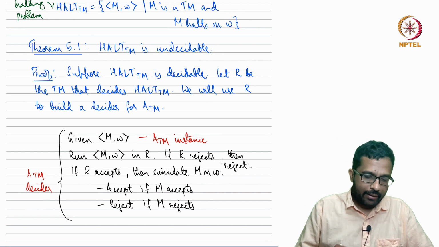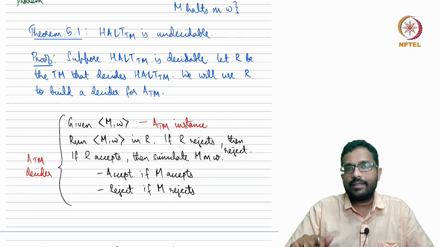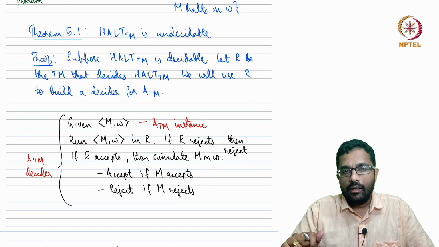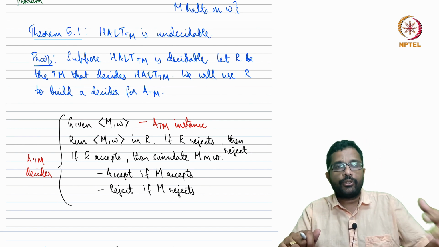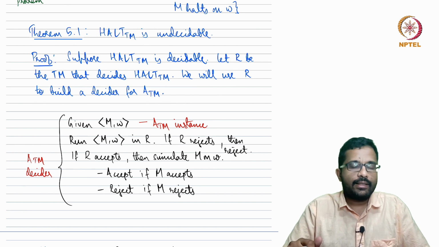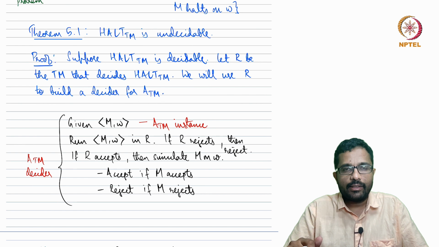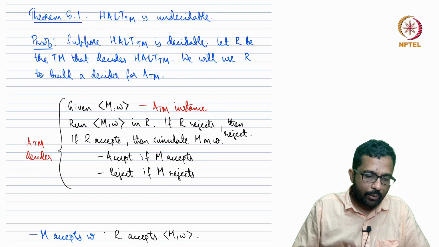Anyway, first, here we will show that HALT-TM is undecidable. First we will assume it is decidable and show that this implies that A-TM is decidable. And since this contradicts the known fact that A-TM is undecidable, this should imply that HALT-TM is undecidable. This is the first approach. So let us see what the approach is.